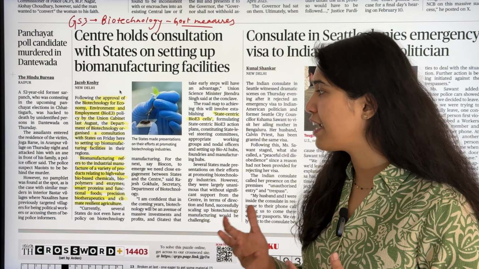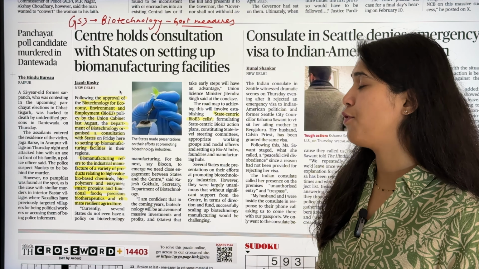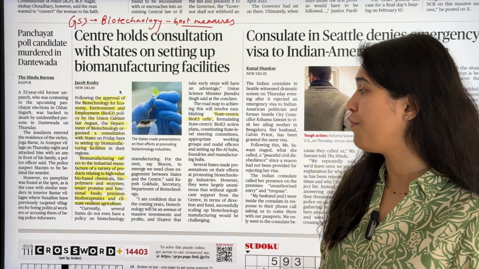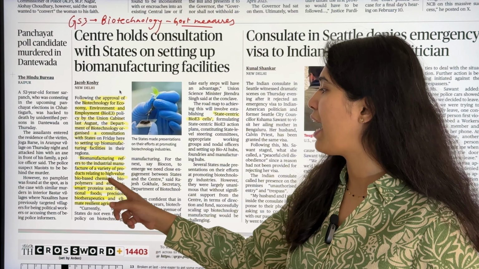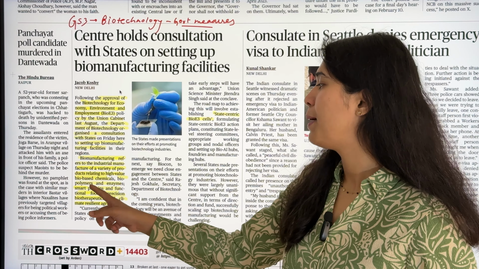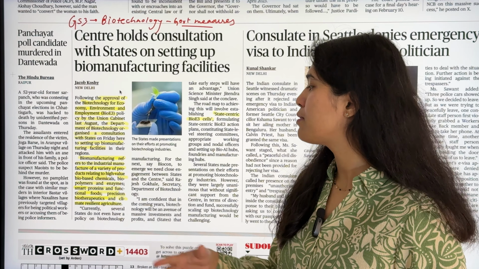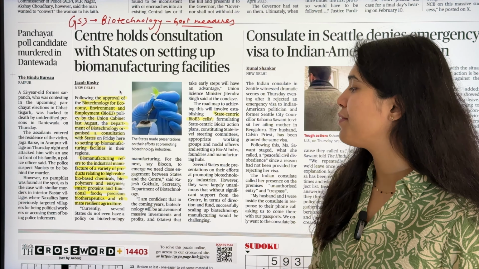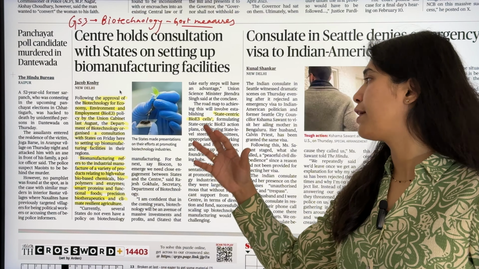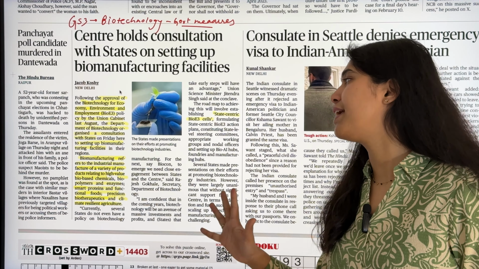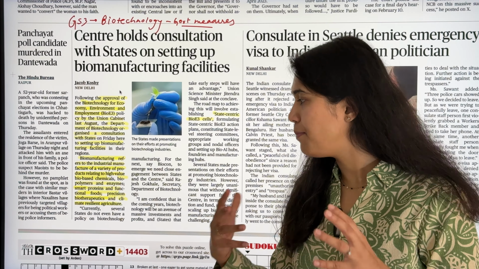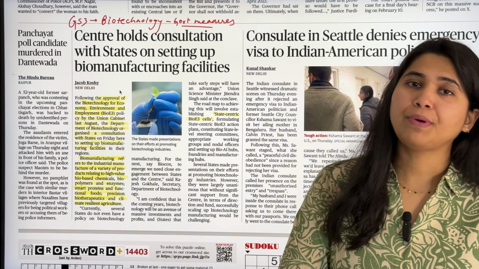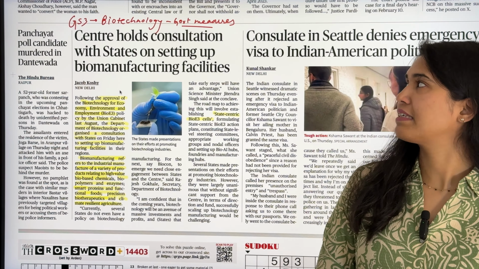They are encouraging states to set up biomanufacturing facilities. Biomanufacturing refers to the industrial manufacture of a variety of products related to high-value bio-based chemicals, biopolymers and enzymes, smart proteins and functional foods, precision biotherapeutics, and climate-resilient agriculture. So they are trying to establish state-centric BioE3 cells. It will help all the states to contribute to their economy, employment and environment. Let's move to the next article.